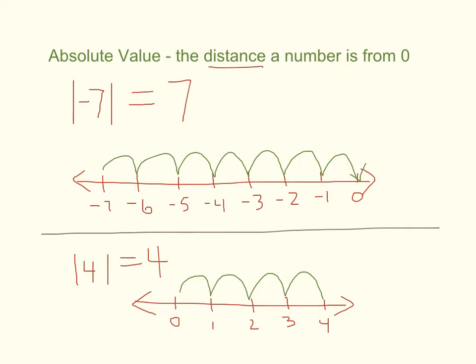So don't think of absolute value as opposites. Absolute value is distance. How far is the number away from 0? So it will be a positive answer. -7 is 7 units away from 0, and 4 is 4 units away from 0.